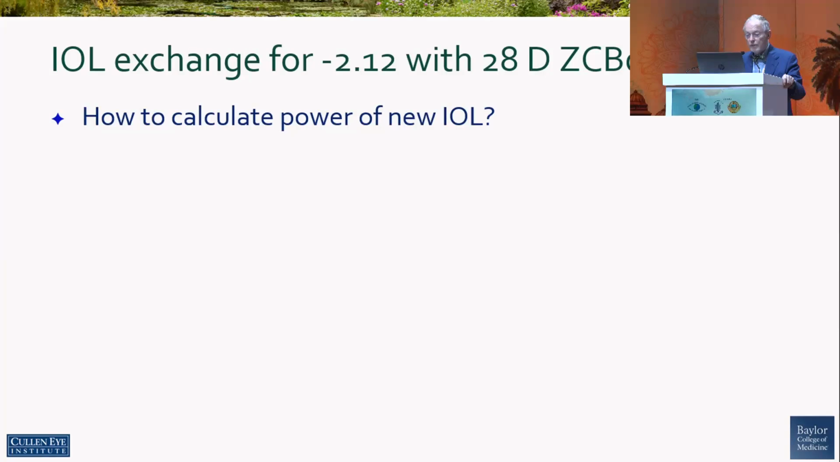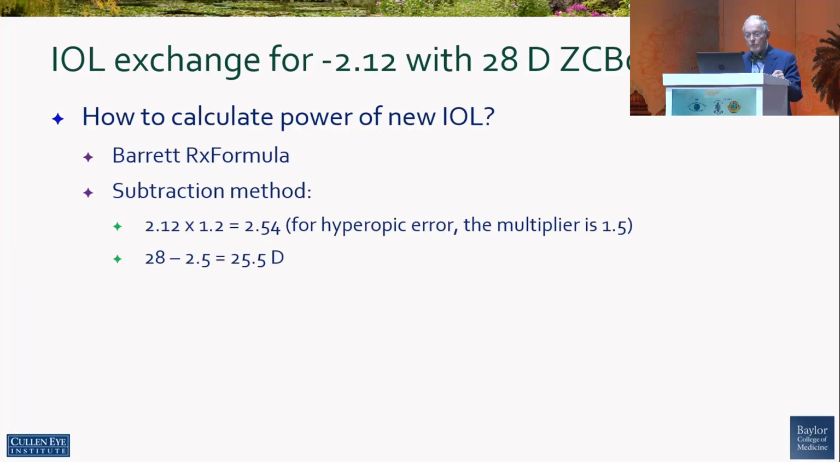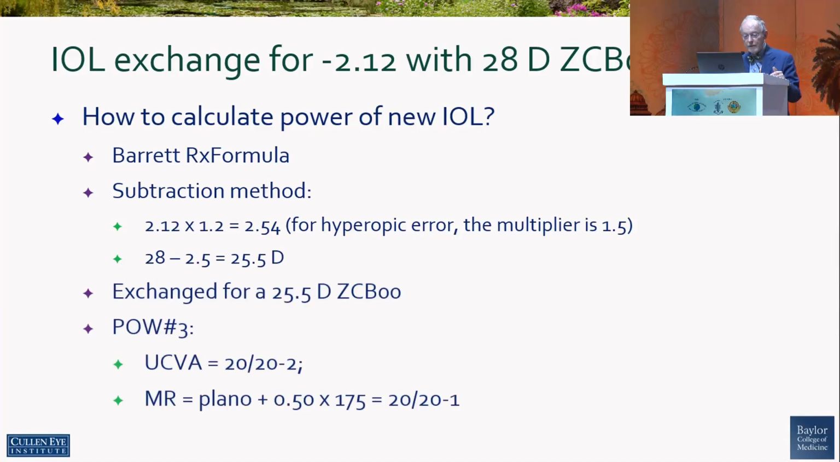How do you calculate the power when you're doing an IOL exchange? Well, the Barrett formula is very good. And there's also what we call the subtraction method, where you simply take the myopic error and multiply by 1.2, a very simple rule of thumb. Both the Barrett and the subtraction method said I should put in a 25.5, which I did, and she ended up plano plus a half at 175. Very happy.